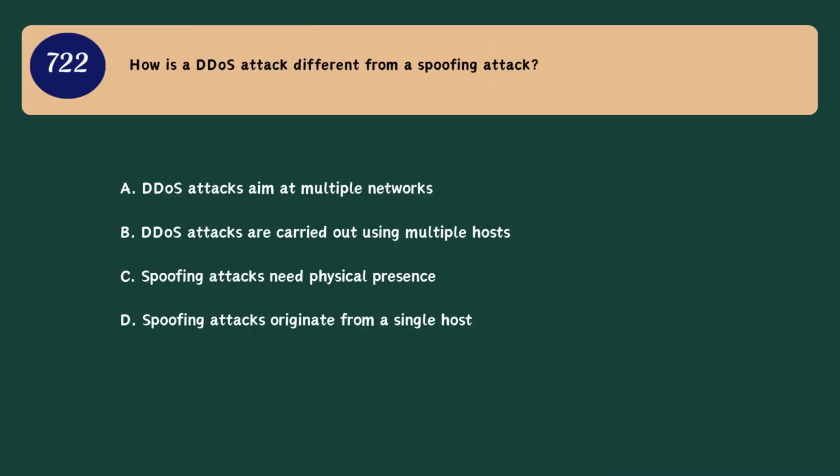Question 722. How is a DDoS attack different from a spoofing attack? A. DDoS attacks aim at multiple networks. B. DDoS attacks are carried out using multiple hosts. C. Spoofing attacks need physical presence. D. Spoofing attacks originate from a single host.